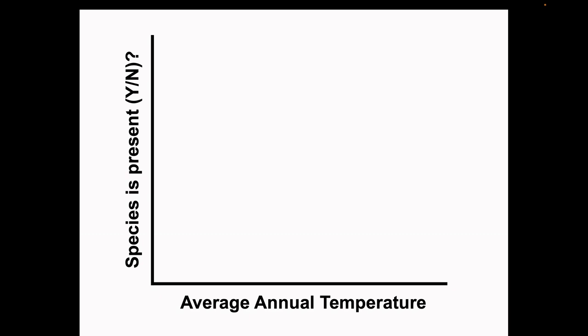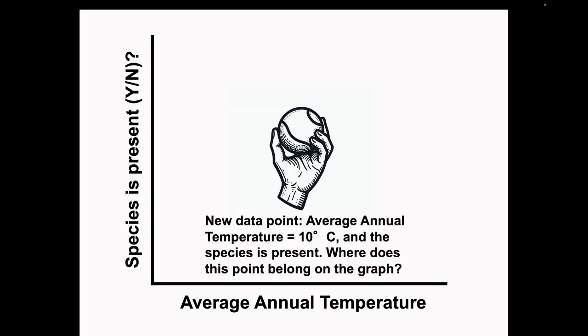So imagine that we go to a location on the landscape, and we know what the average annual temperature is at that location because we have that data available from a World Climate Database. And then we look around to see whether our species of frog is present there or not. Okay, so now we have that data point, that the frog is present, and we know what the average annual temperature is at that location. So now we come to our graph, and we want to take that actual data point and put it on our graph.